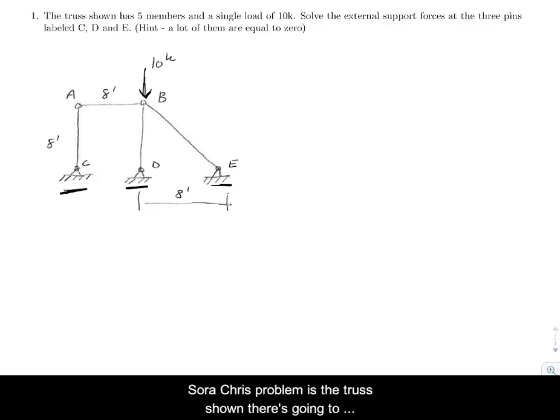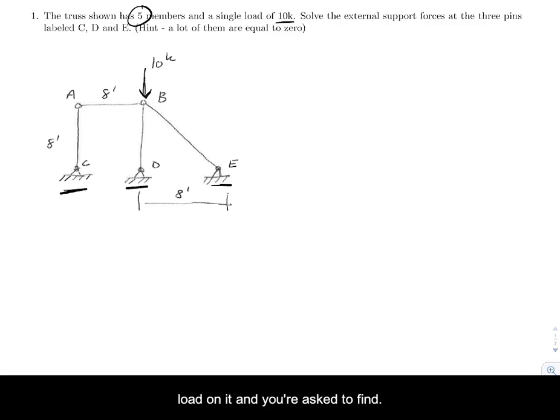So our quiz problem is the truss shown. There's going to be 5 members in that truss. You all see there's a single load on it, and you're asked to find the reactions down there at pins C, D, and E. So let's start by drawing a free body diagram.